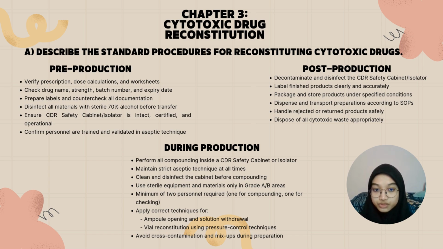The last part is post-production. After compounding is completed, the safety cabinet or isolator is decontaminated and disinfected using appropriate agents. The finished cytotoxic preparations are labeled accurately with all required information. The products are then packaged, stored, and transported according to the standard operating procedures to maintain stability and sterility. Any rejected or returned products are handled carefully to prevent exposure. All waste generated during the process is treated as cytotoxic waste and disposed of safely according to guidelines.